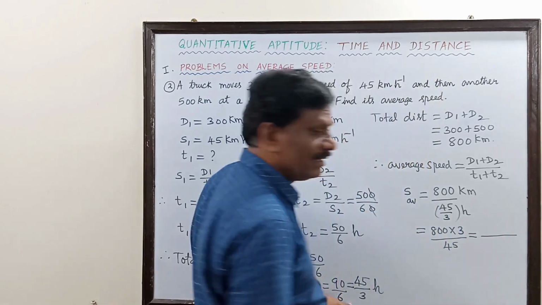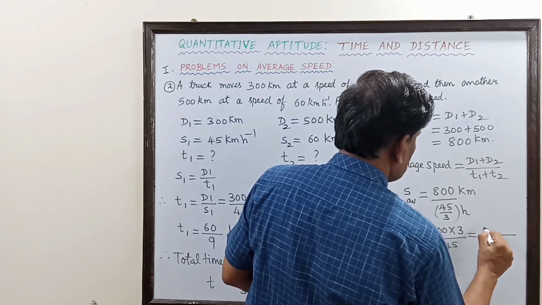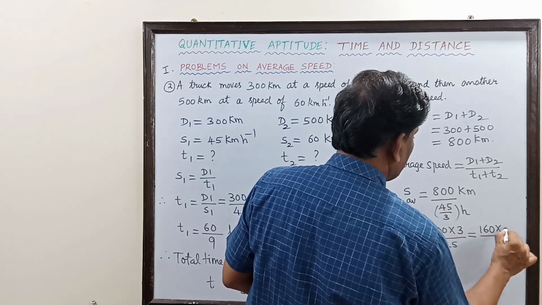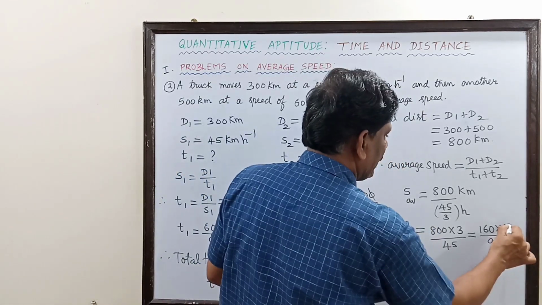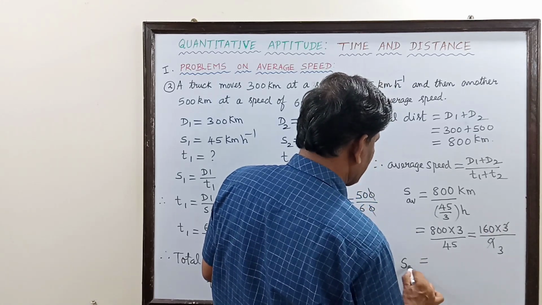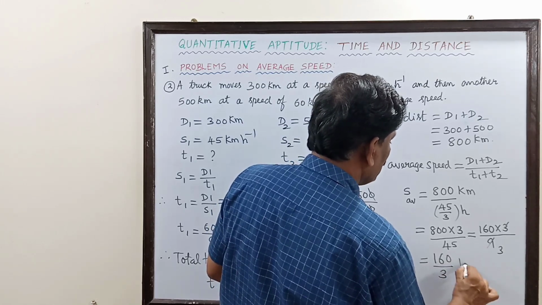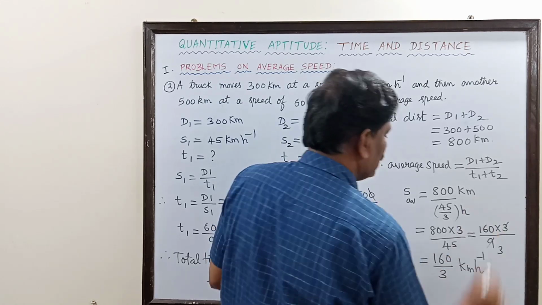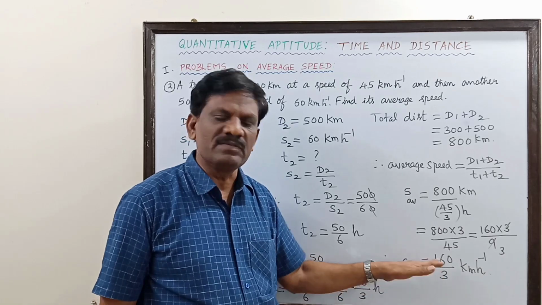So it is divisible by 5. Okay. So 16 5s are 80, and 10 into 3 divided by 9, 5 9s are 45. So once again, 3 3s are 9. So 160 by 3. Therefore S average must be equal to 160 divided by 3 kilometer per hour. Kilometer divided by hour can be written as kilometer per hour. So this is the final answer for the average speed.